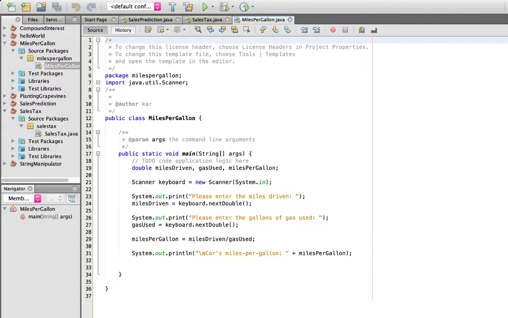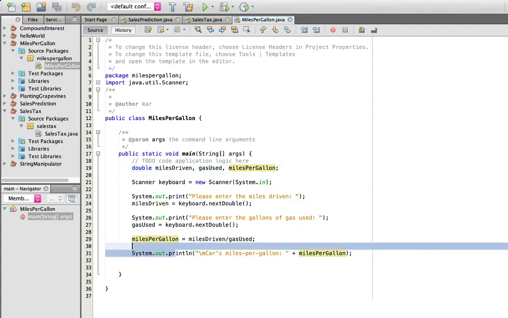And what I did was obviously first of all do my scanner class, and then I did my doubles: miles driven, gas use, miles per gallon. So this is what I'm going to be asking the user, and then the miles per gallon is the information we're looking for. So then I asked the user, please enter miles driven, next double, and then enter the gallons of gas used. And then once the user inputs that information, it gave me my miles per gallon. And then over here, I'm just outputting the information.